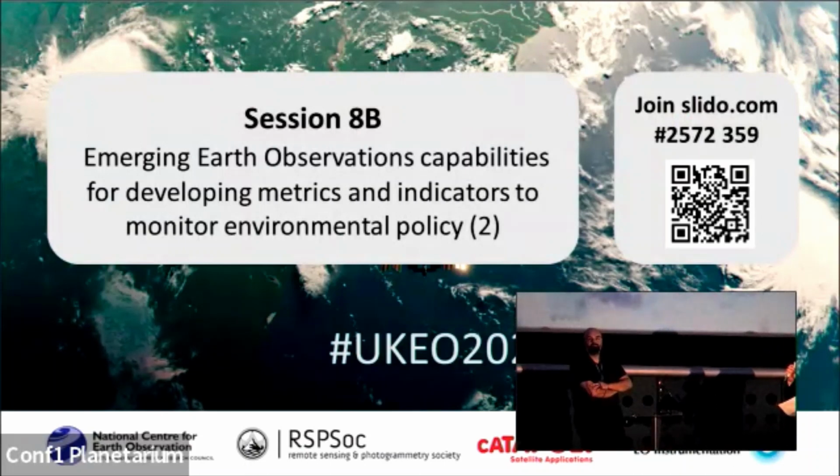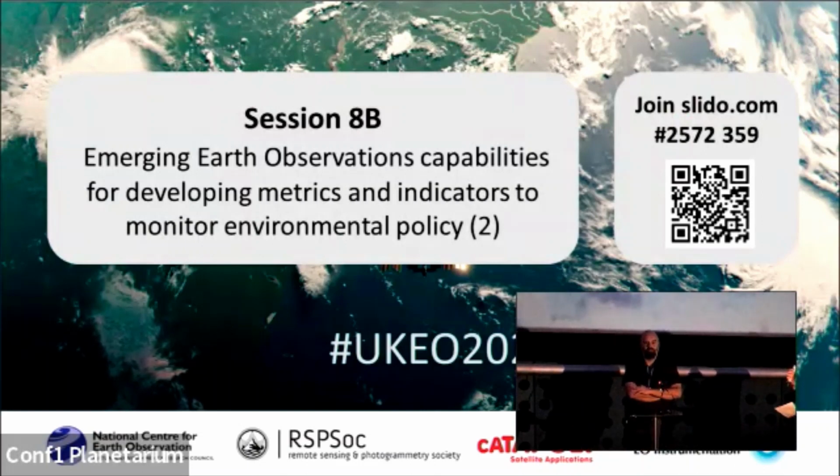We've just got probably time for one question here. So we have got one on Slido. PlanetScope data have much poorer radiometric calibration than Sentinel-2. Will this have any impact on your retrievals?